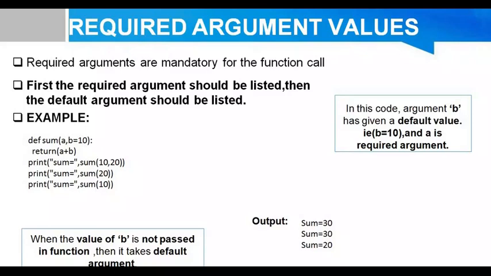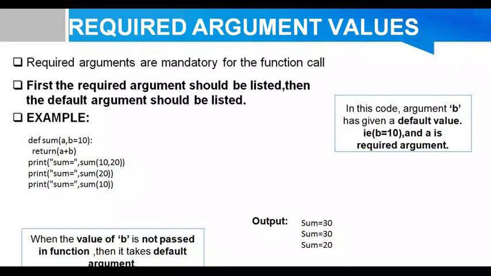So in this program, I am declaring a function named sum with one required argument and one default argument with value 10. After that, I just return the addition of these two values, that is a plus b. When I call this function, I simply write print sum, providing two values the first time, and by this I am getting the sum of 10 and 20.